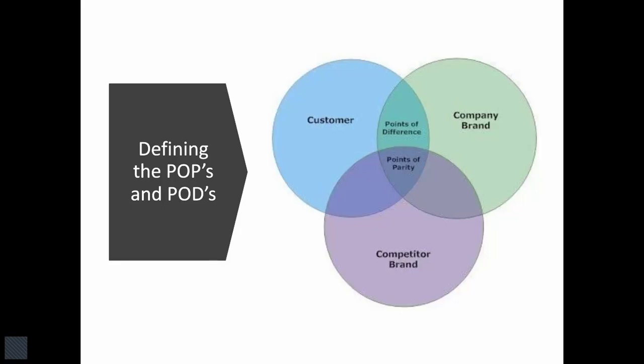So points of difference are those differences that help distinguish the company's product from the rest of the competitors. And from all those points of difference, we can deduce a single unique selling point as well.